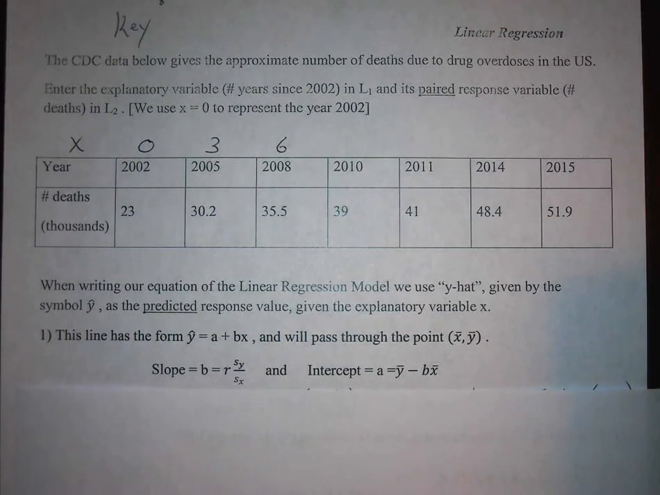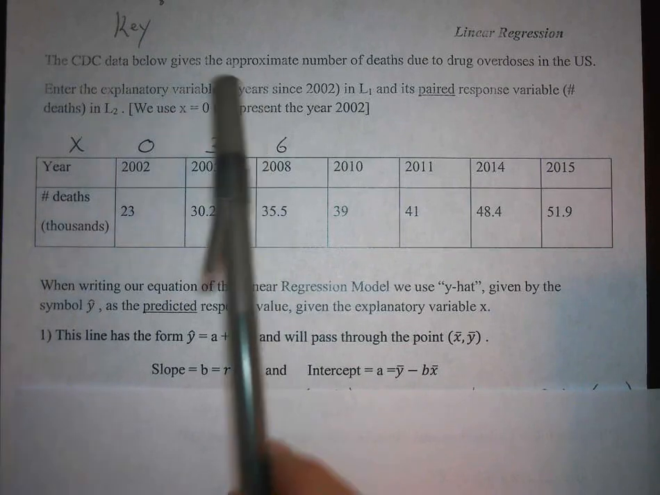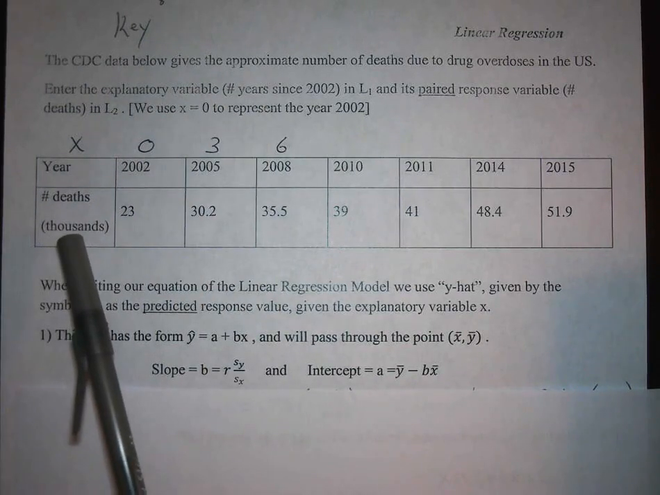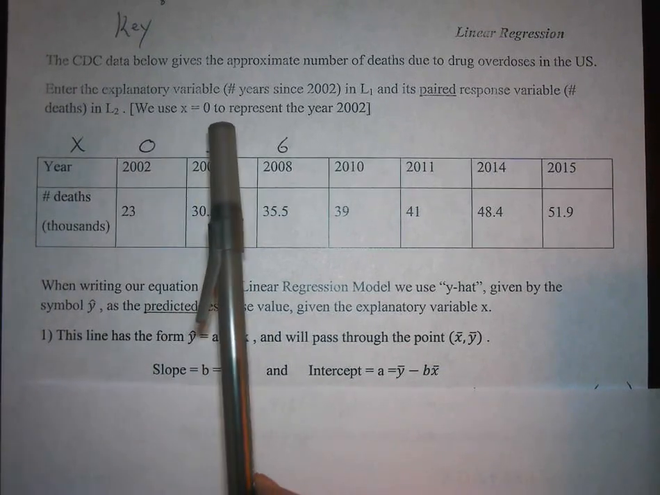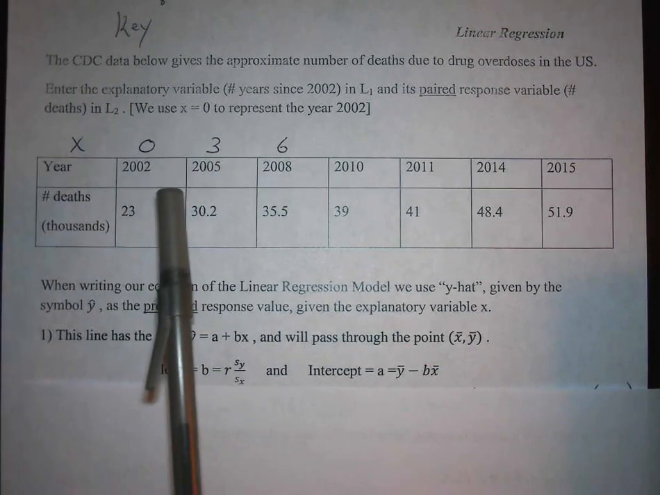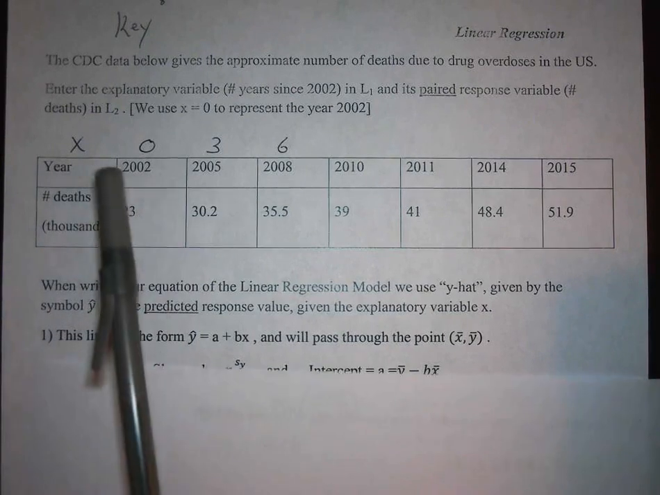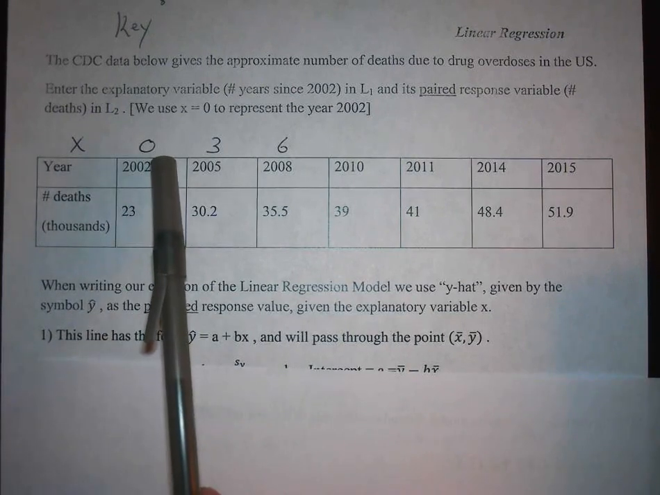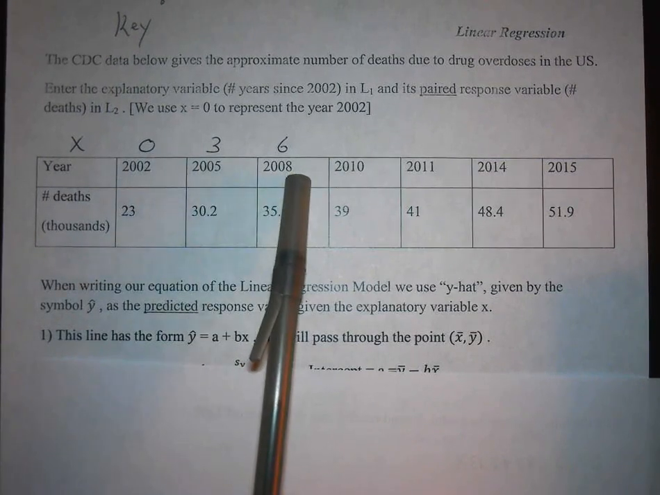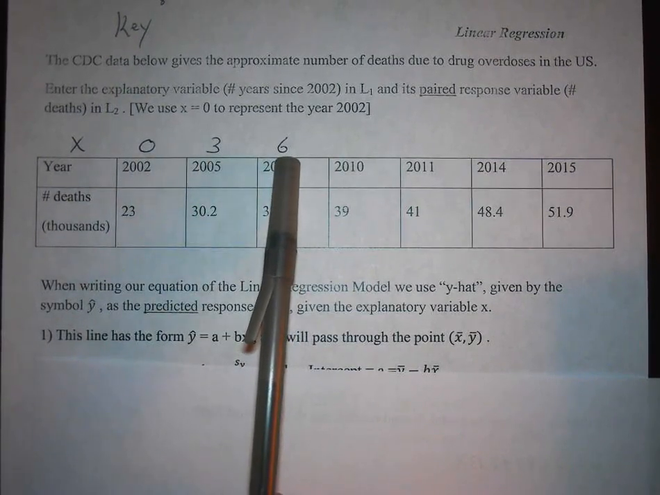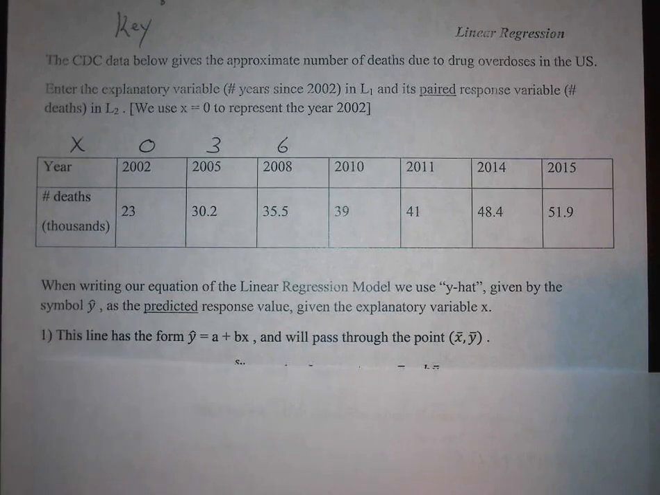We'll look at finding the linear regression model, sometimes called the line of best fit, and we'll use the data where we have the number of years since 2002 and the number of deaths due to drug overdoses in thousands. We're going to use x equals 0 and 2. The year 2002 is an x value of 0. 2005 would be an x value of 3. 2008 would be an x value of 6. And so on.